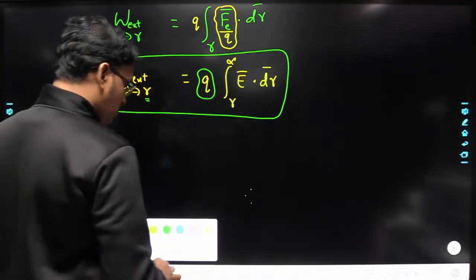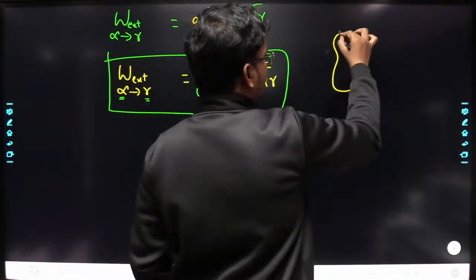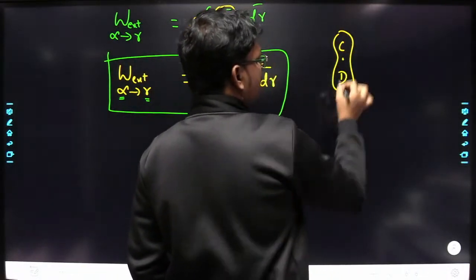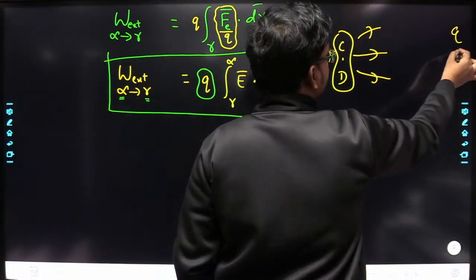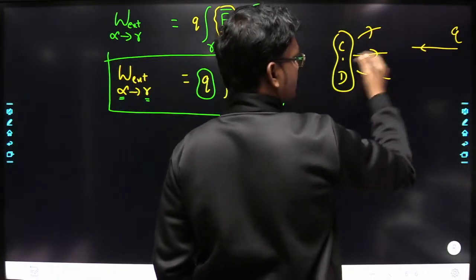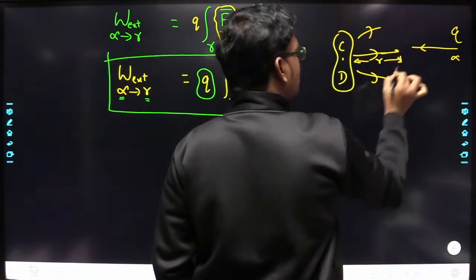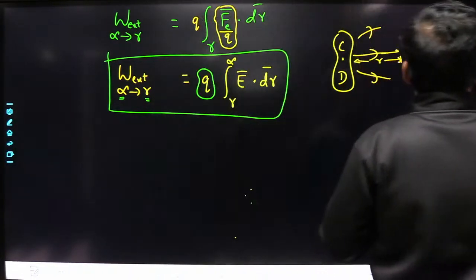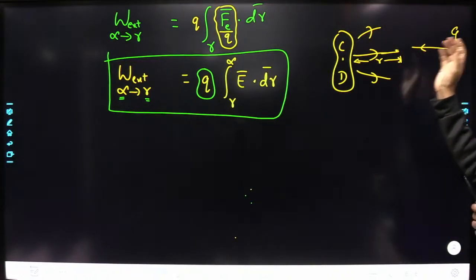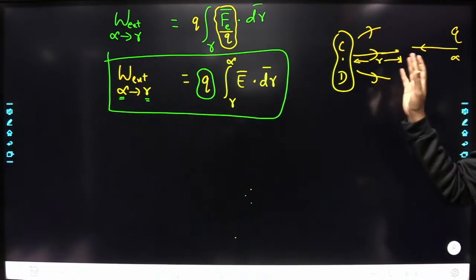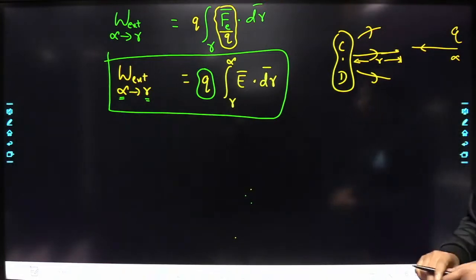Understood? Now see here, you have some charge distribution, CD meaning charge distribution. Whenever you move some Q amount of charge into this field from infinity to some distance R, you are doing some work. Whatever work you are doing will be stored as potential energy.